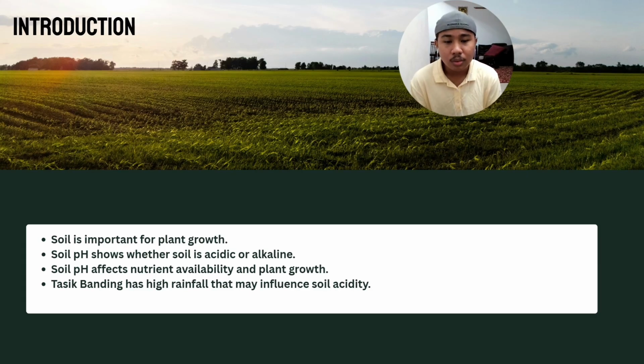So this is the introduction. Soil is an important natural resource because it supports plant growth and ecosystem functions. One of the key properties of soil is pH, which indicates whether the soil is acidic or alkaline. Soil pH affects nutrient availability and plant growth. Since Tasik Banding experiences high rainfall and humidity, the soils in this area may be acidic.